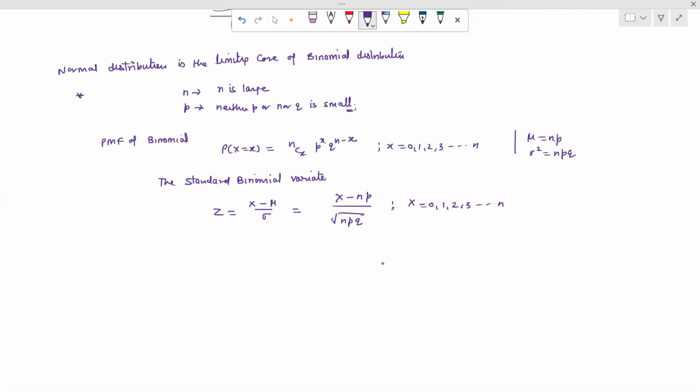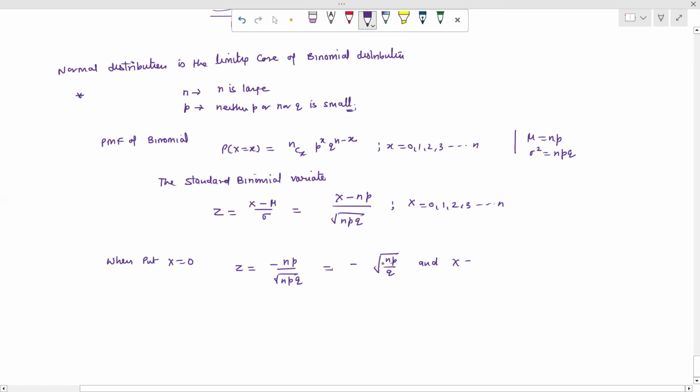Now when we put x equal to 0, this gives us z equal to minus np upon root npq, which we can simplify as minus root of np upon q. And when we put x equal to n, the last value, z gives us n minus np upon root npq. We can take n as common, so n times 1 minus p upon root npq, which equals nq upon root npq, which can be written as root of nq upon p.